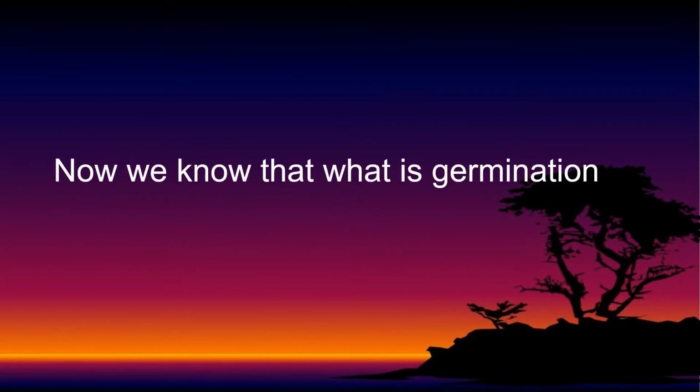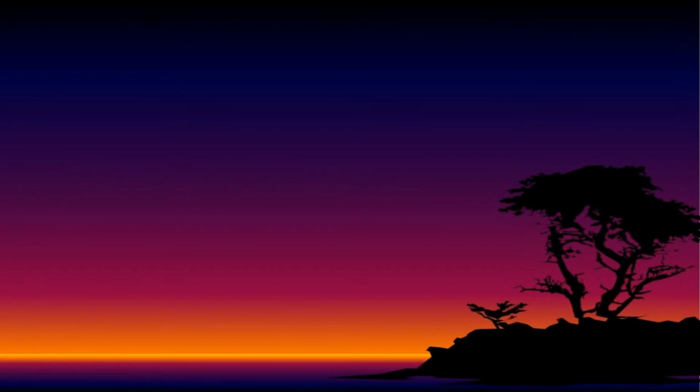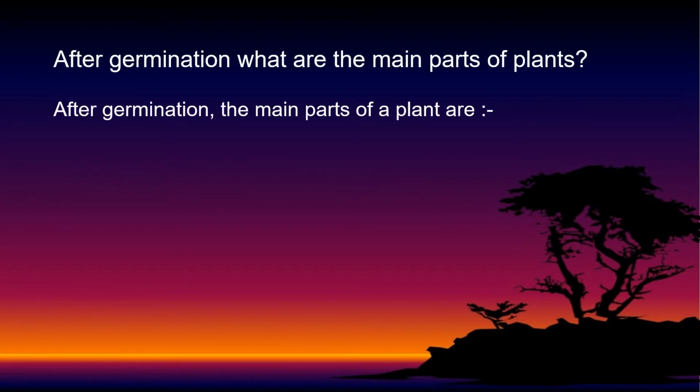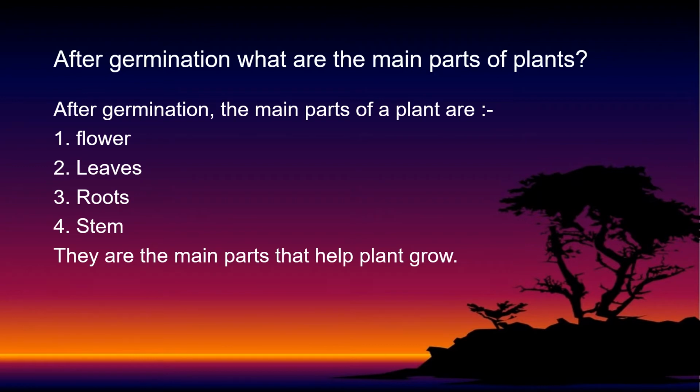Now we know what germination is, but now the question is, after germination, what are the main parts of the plant? After germination, the main parts of the plant are flower, leaves, roots, and stem. They are the main parts that help the plant grow.